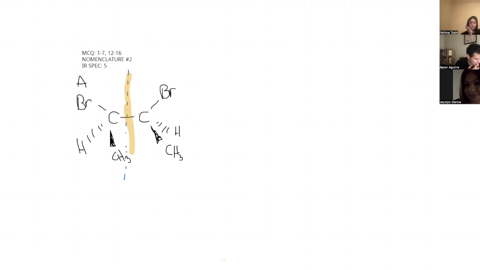I think for the boat conformations, it's easier if you just draw out a normal cyclohexane. It's easier to spot, because the boats are kind of weird to look at. That is true. You want to draw a cyclohexane? Yeah, I'll draw one, two, three, four.